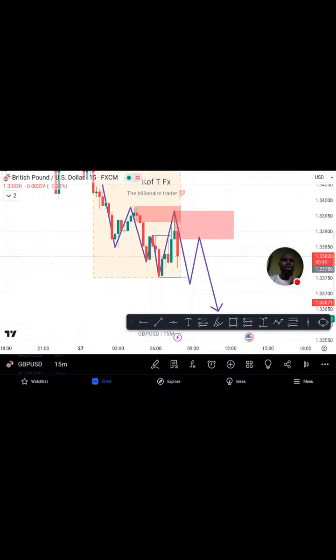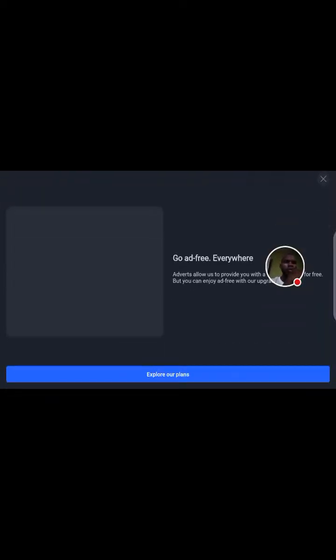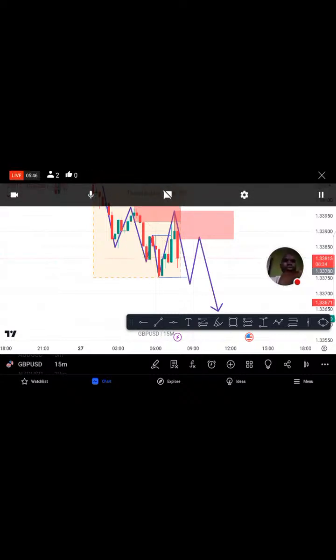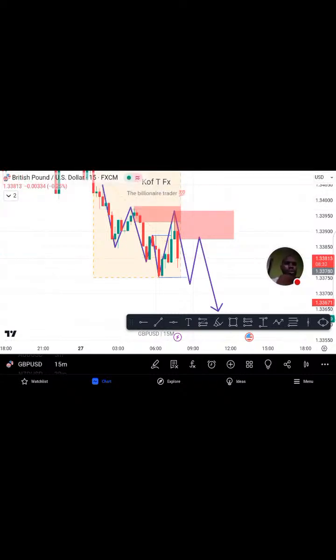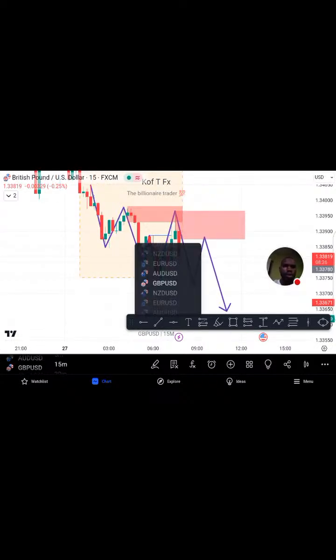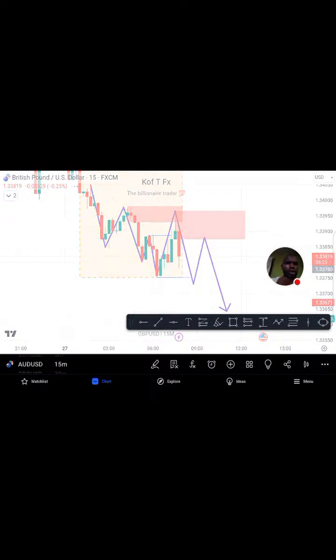So we are waiting patiently for price to break the structure on GBPUSD. Once price breaks the structure, then we have our setup. We'll be taking the sell, targeting 3 hour for GBPUSD. So we are still waiting for price to break the structure. Let me check other currency pair, AUDUSD.